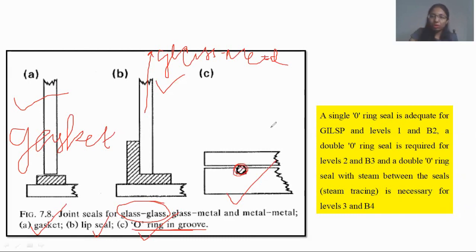Okay, there is O-ring. Now, a single O-ring seal is adequate for good industrial large scale practices, and level 1 and B2, a double O-ring seal is required for levels 2 and B3, and a double O-ring seal with steam between the seals is necessary for levels 3 and B4.